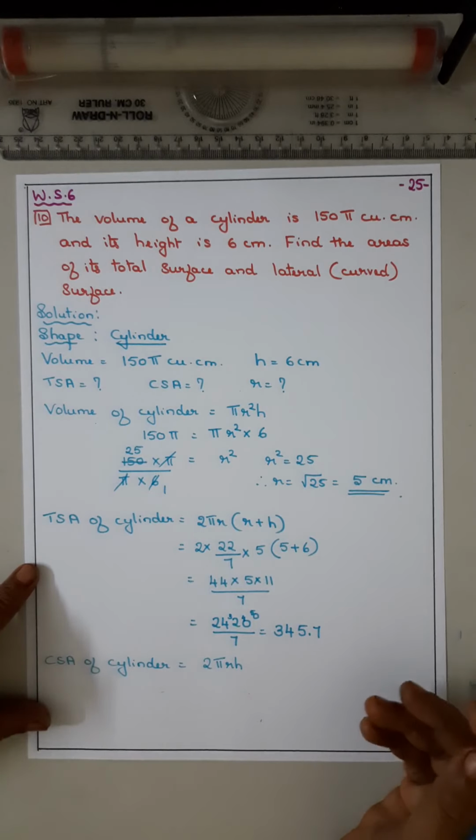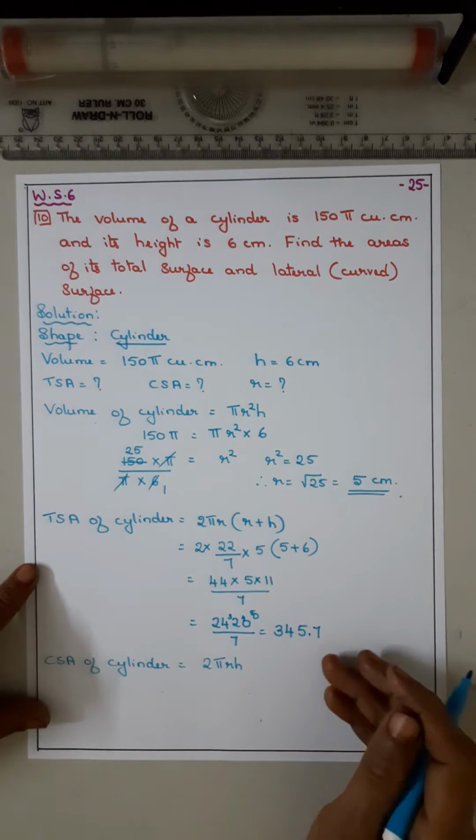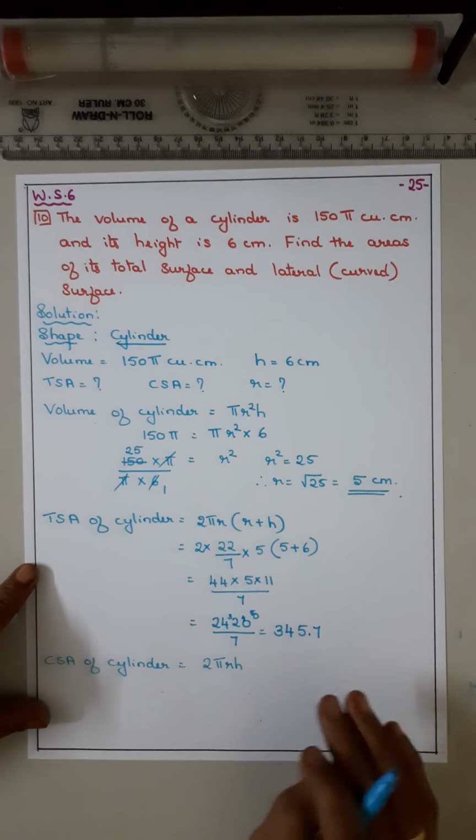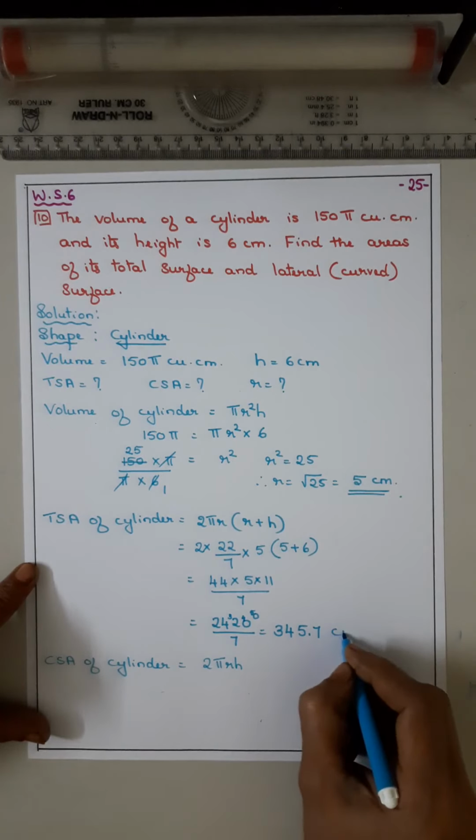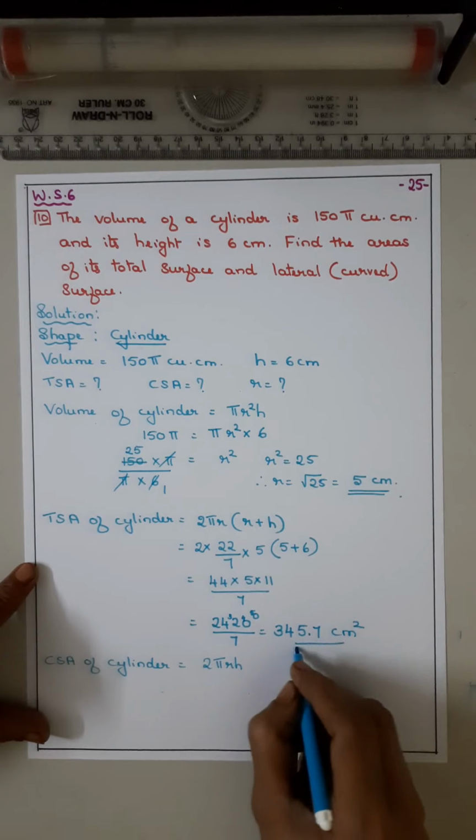1 remains. Then taking 0, we get 1. So at the time of rounding off, 345.7 centimeter square.